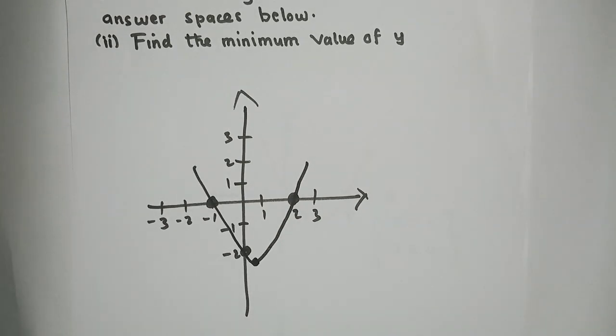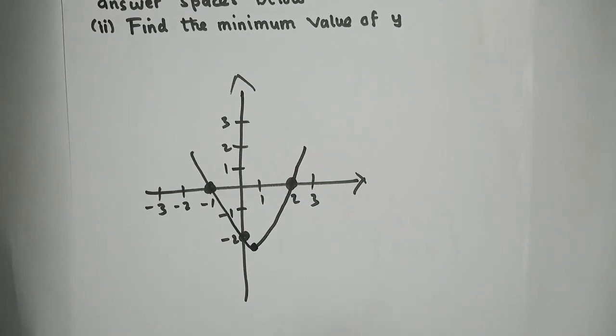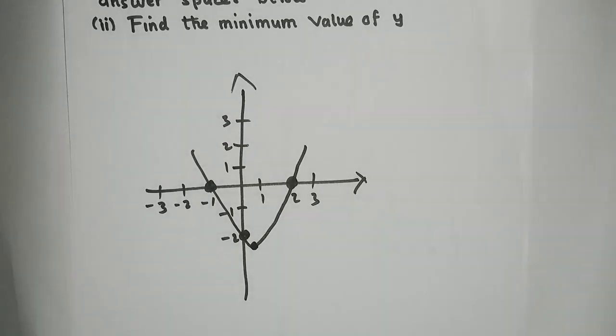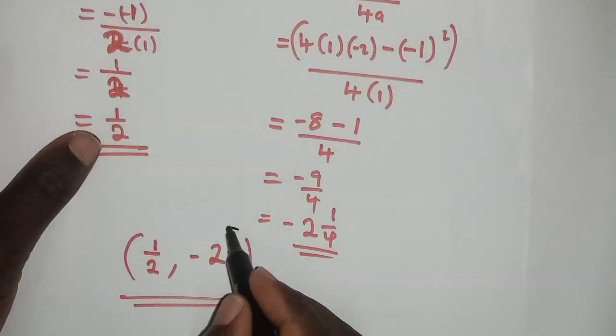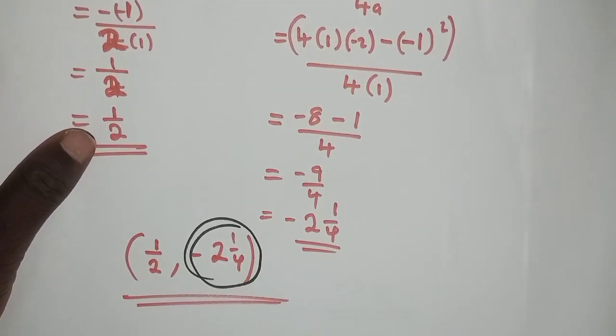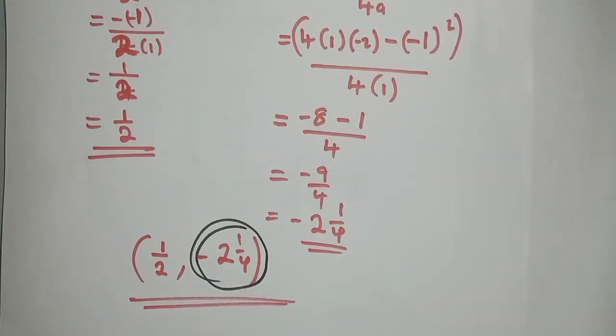And then for question 2, where they are saying find the maximum, the minimum value of y. The minimum value of y will just be -2 remainder 1/4. It will just be this value here. We've already calculated it from the turning point. You just get the y value from the turning point.